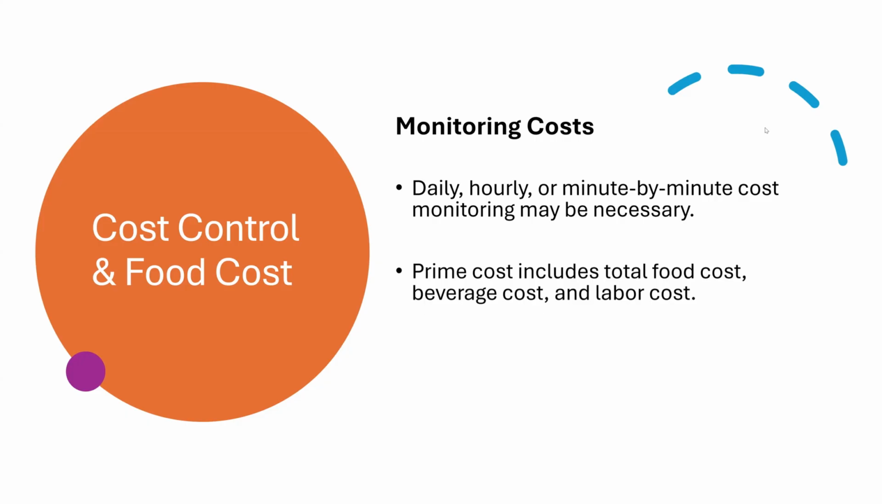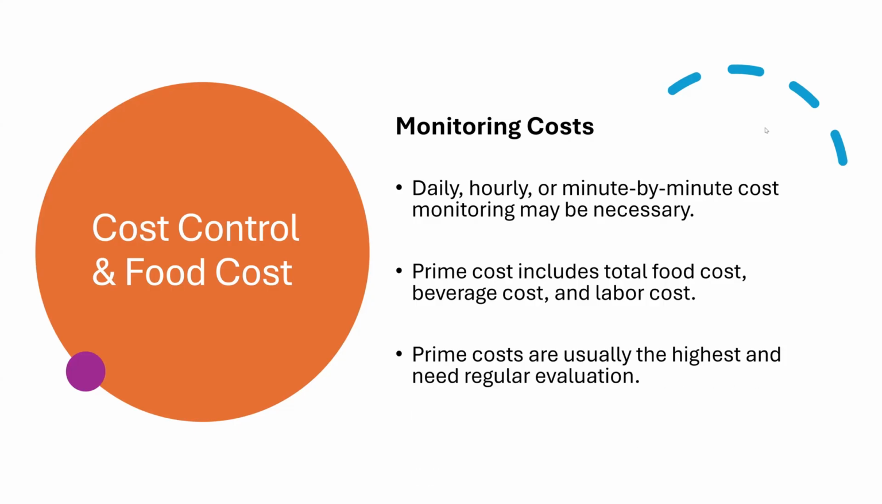We've talked about prime costs, right? We know that it includes the total food costs, which could be standalone, or it includes beverage costs. But here we have total food costs, beverage costs, as well as labor costs. Our prime costs are usually the highest as far as the cost goes, and we need regular evaluation of those costs.